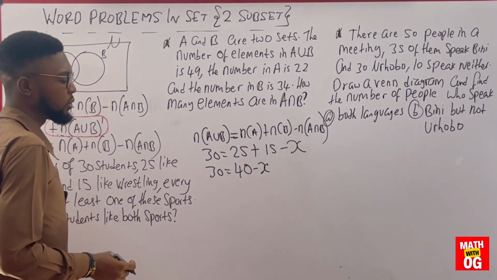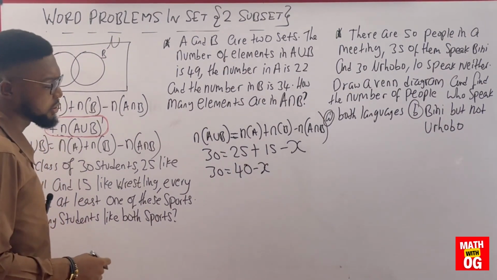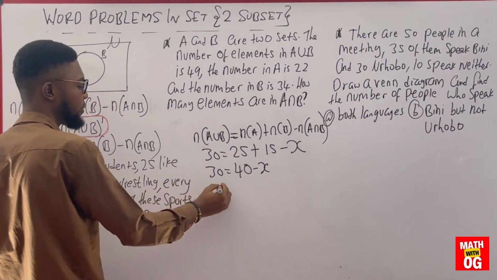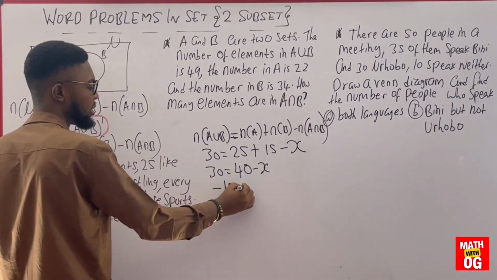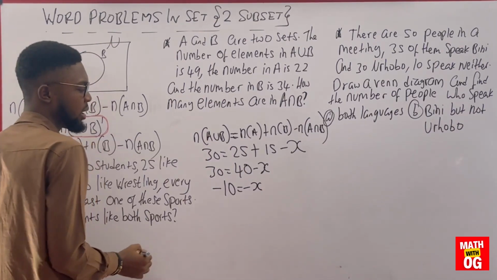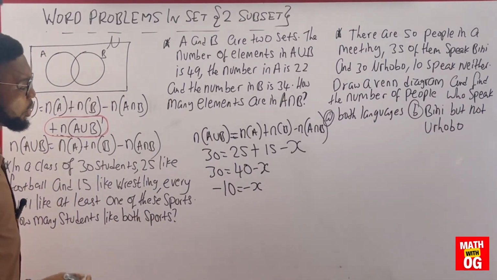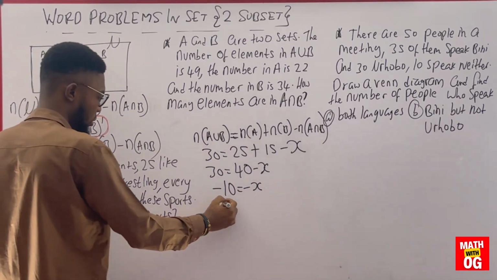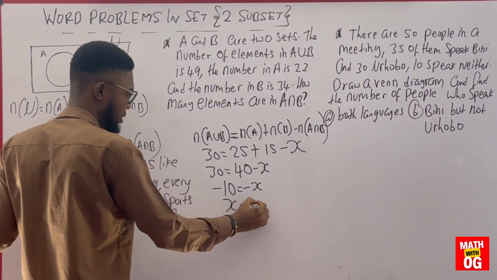So let's subtract 40 from both sides. If I subtract 40 from both sides, here should be minus 10 is equal to minus X. Now I can divide both sides by minus 1, or multiply both sides by minus 1. So X will be equal to 10.